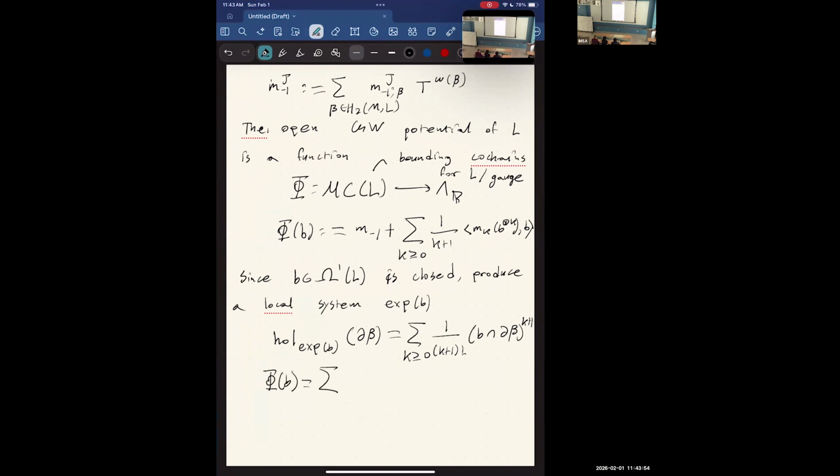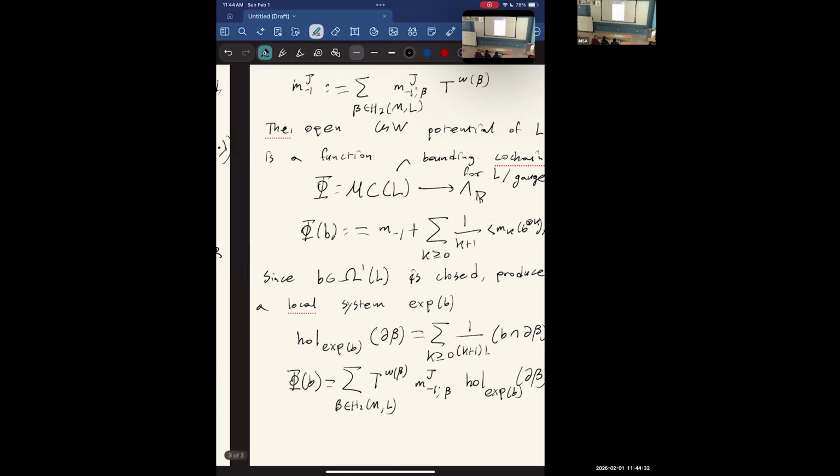So after all that, we can say that the open Gromov-Witten invariant is going to be a sum over relative cohomology classes with weights in the Novikov variable, like this. We have this data defined in terms of the higher A-infinity operations, but the invariant that we get can be interpreted as a count of disks with no boundary marked points, but which are weighted by the holonomy of some local system.